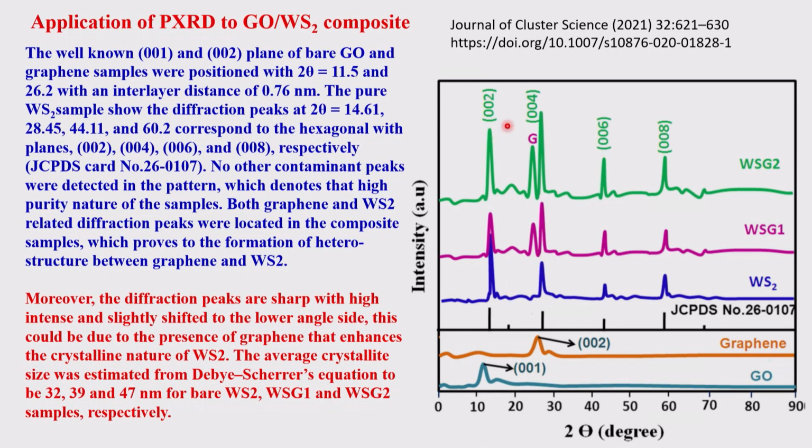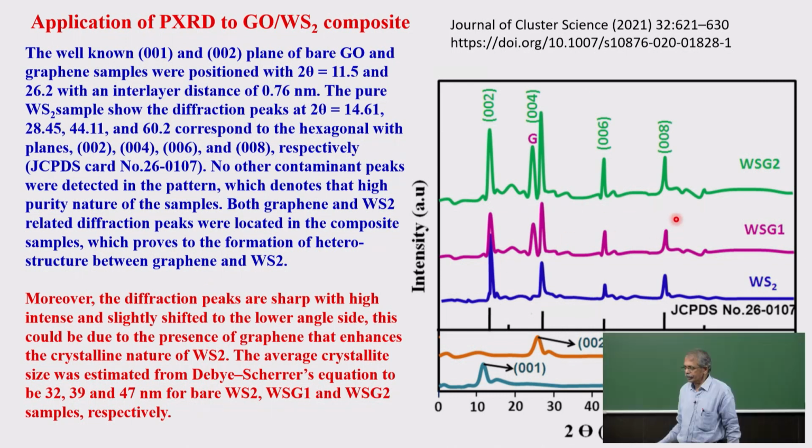So you can see the main 002, 004, 006, 008 peaks as well, and the peak coming from the graphene part of it, all of these. So you can fully characterize the composite for these features, and this shows there is no other impurity in this one. So both the graphene and WS2 related diffraction peaks were located in the composite samples, which proves the formation of heterostructure between graphene and WS2.